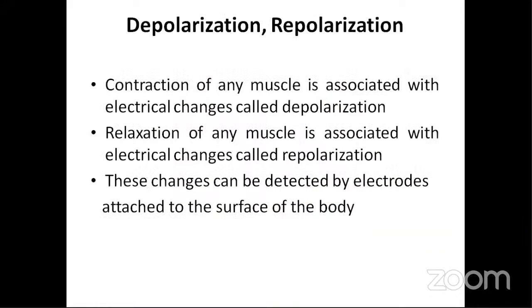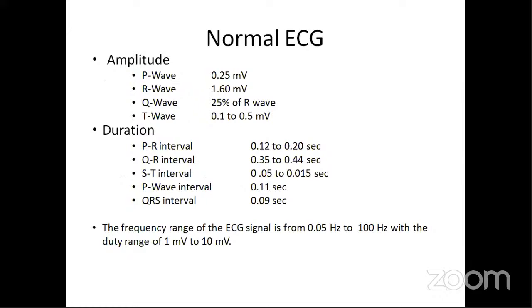Contraction is nothing but depolarization, and relaxation is nothing but repolarization. These contraction and relaxation changes in the heart muscle cause electrical changes that can be detected with the help of electrodes attached on the surface of the body. How the electrodes are placed will be explained later. Now, the normal ECG.